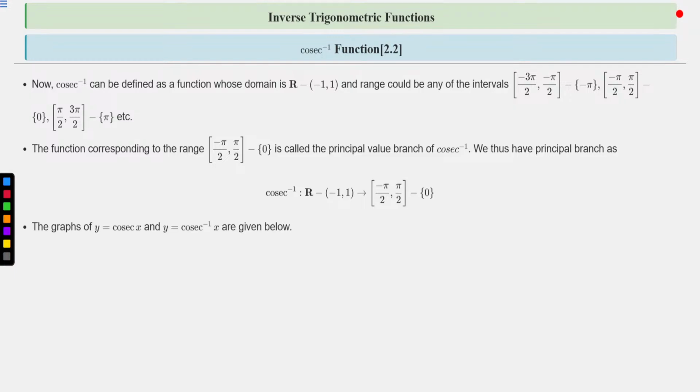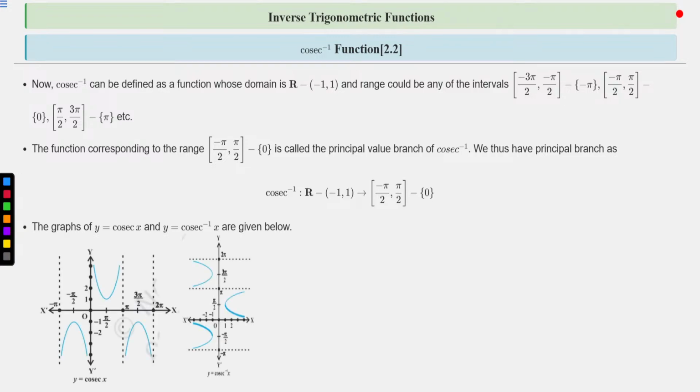So the graphs of y equals cosec x and y equals cosec inverse x will be as follows. This is the graph of y equals cosec x, and this is the graph of y equals cosec inverse x. Got it? We have just interchanged the axes. Okay, let us move.